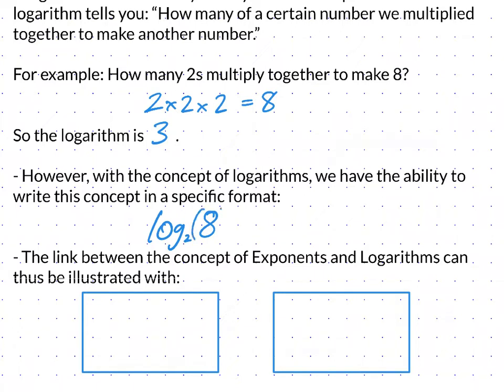Often if that term, the number of interest, is complex, like a product of something like 2x, you put it in brackets. You don't need the brackets here, but you might as well, it doesn't make a difference. The log of 8 to the base of 2 is 3. Why? Because I multiplied 2 by itself 3 times. So that is a special way in mathematics of writing this concept a little shorter.